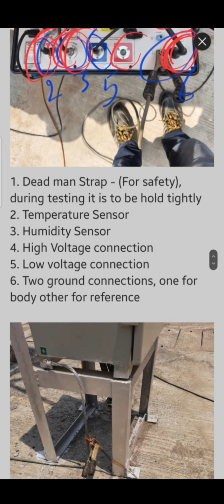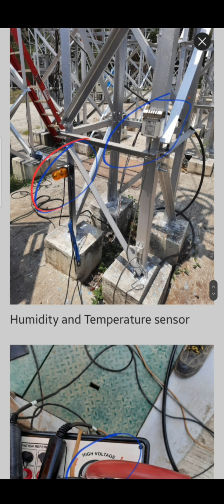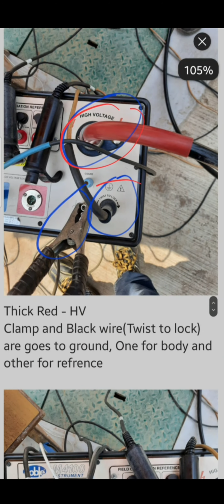So next, see, this is the humidity and the temperature sensor. This senses if there is a variation in the temperature of the environment, then this blows the horn, and this is the humidity sensor. This is the high voltage connection and this is the low voltage connection.